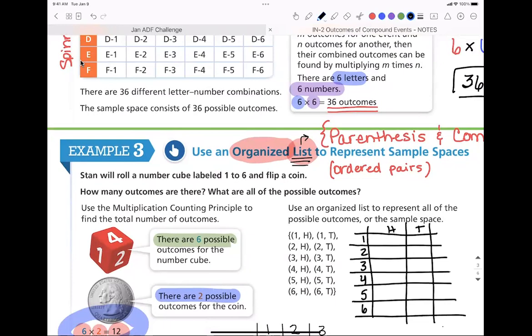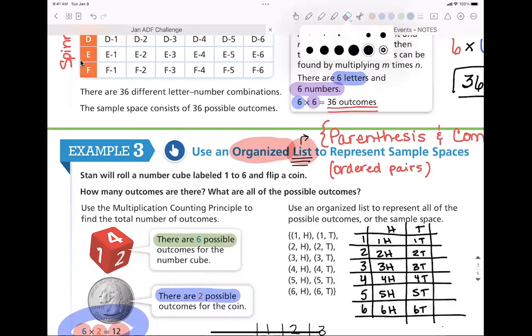Now it's pretty easy to fill in. 1H, 1T, 2H, 2T, 3H, 3T, and so on. Continue filling in the table. 5H, 5T, and 6H, 6T.